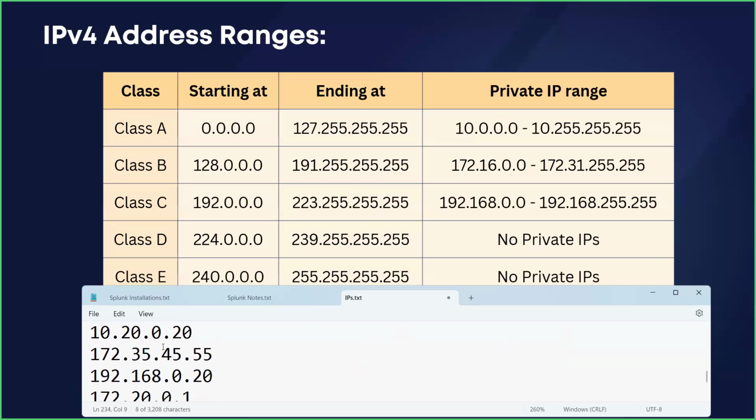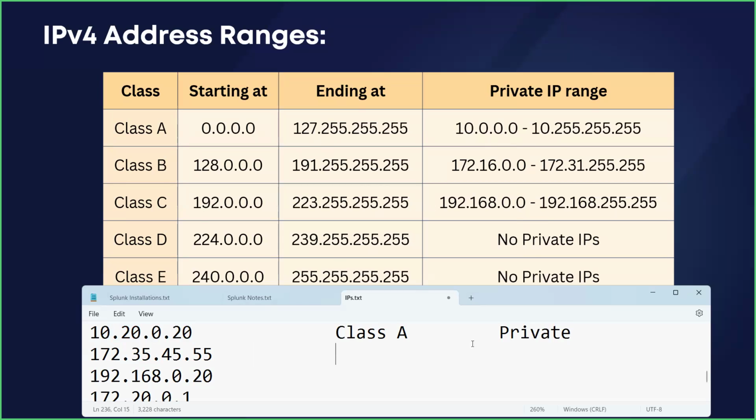Okay. Now looking at this next number, 10.20.0.20. Can you tell me which class and whether it's public or private? Private, sir. Okay, but which class? Class A private IP. Perfect answer. So this is a class A IP because it's between 0 and 127. 10 falls between that. And first octet should be 10 for it to be a private IP. So therefore, this is also a private IP.